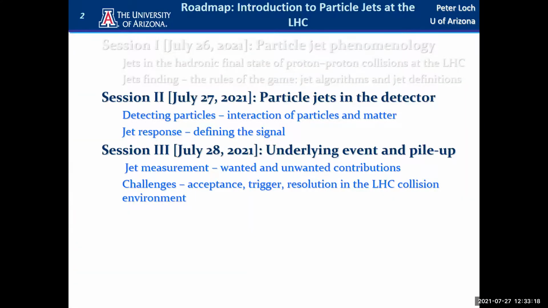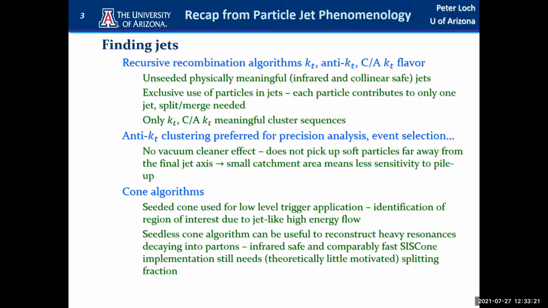Let me quickly recap the most important messages from yesterday. Clearly we have seen, hopefully, that the recursive recombination algorithms are strongly preferred, in the sense that they give us physically meaningful jets that are infrared and collinear safe. The exclusive use of particles in the jets, so that each particle contributes only to one jet, removes the need for split and merge. But of the three algorithms that are popular at the LHC right now, only the kT and the Cambridge-Aachen have a meaningful cluster sequence. We will come back to this when we talk about substructure.